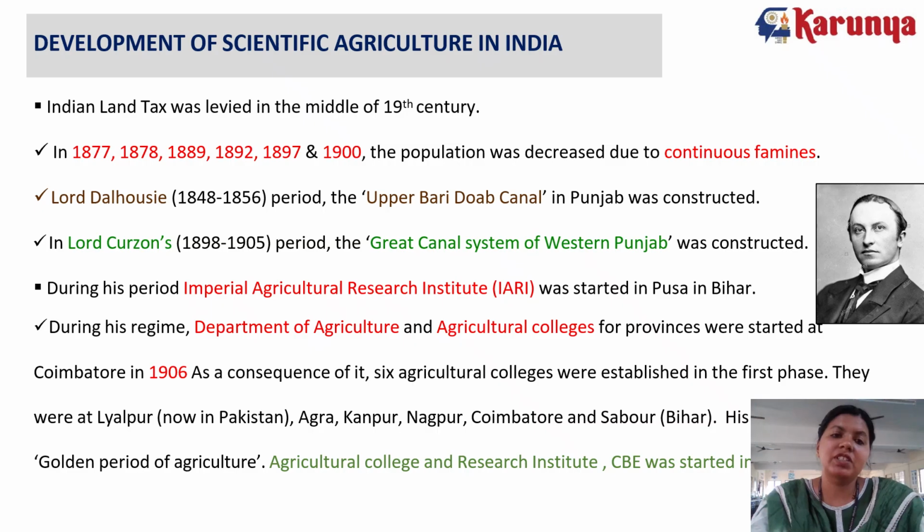Now, let us see some of the development of scientific agriculture in India. During the late British period, scientific agriculture started in India, and around this 19th century, that is from 1877-78 to 1900, the population decreased due to various famines, and a land tax system was introduced, and the farmers had to pay to the government. And due to poor farming practices and methods, drought and many famines occurred during this period.